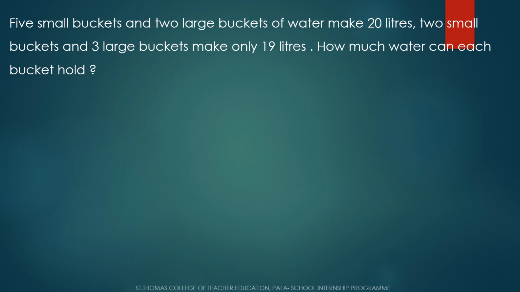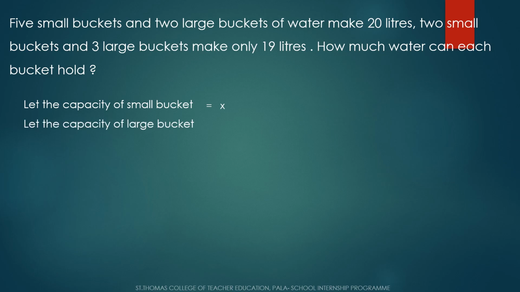You have two kinds of buckets here. So, the first step is: let the capacity of the small bucket be x, or the amount of water in the small bucket be x. You can take it in any way. And what will be the next step? Let the capacity of the large bucket be y, or the amount of water in the large bucket be y. Okay. What does the first sentence say? 5 small buckets plus 2 large buckets make 20 liters.